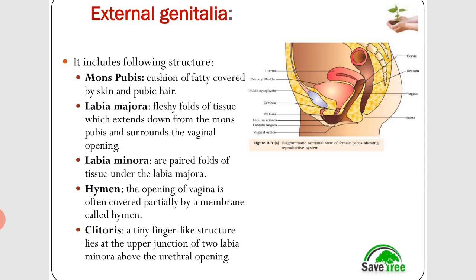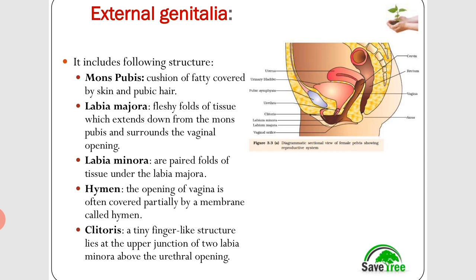In the diagram they have given you, you can see it carefully. In the diagram they have shown you the different parts. Okay, so here first one will begin with mons pubis. Mons pubis is nothing but a cushion of fatty tissue covered by skin and pubic hairs.